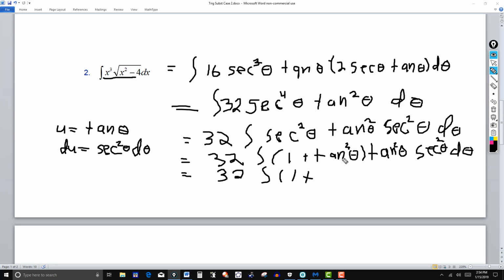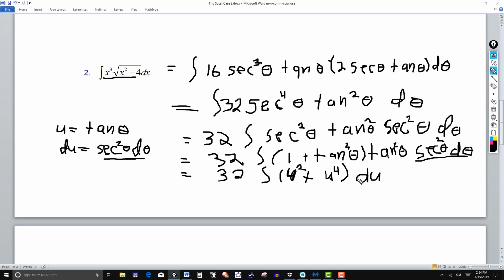So if I multiply that out, this would be u squared here, and then I have u squared there. That'll be u to the fourth. And now secant squared theta d theta, that's the same thing as du. So now my integral is in terms of just u. Just a basic polynomial to integrate.